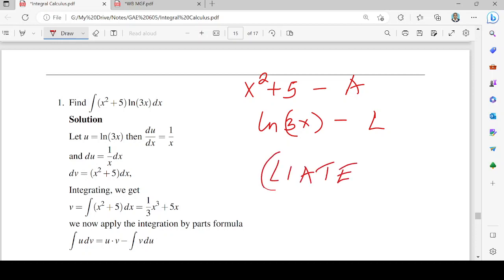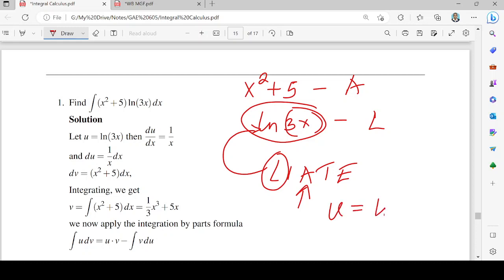We see that L comes before the algebraic A, meaning that the function L here, the function logarithm of 3x, is assigned to be u. u is equal to logarithm of 3x. So logarithm of 3x is equal to u. That is the function. Now we differentiate. So differentiating u with respect to x, we get 1 over x.